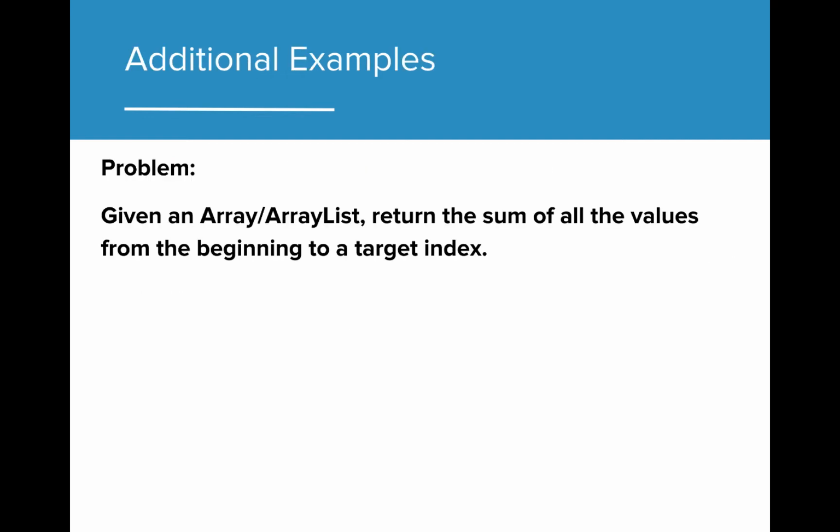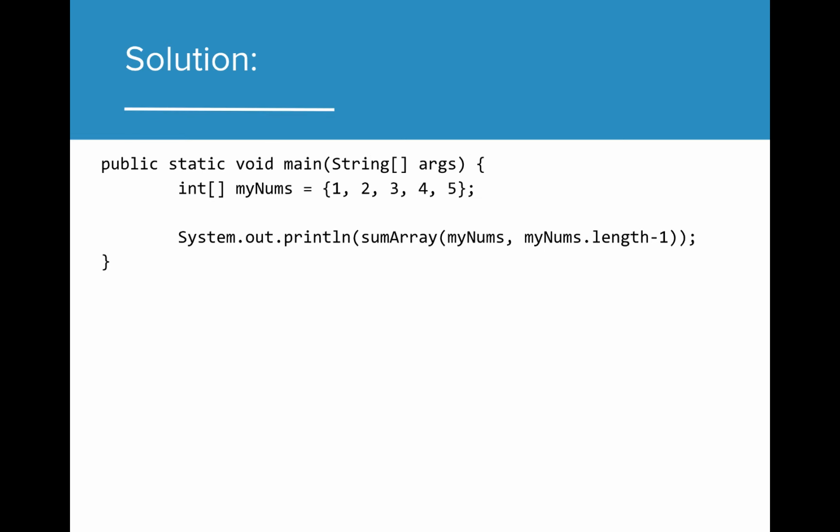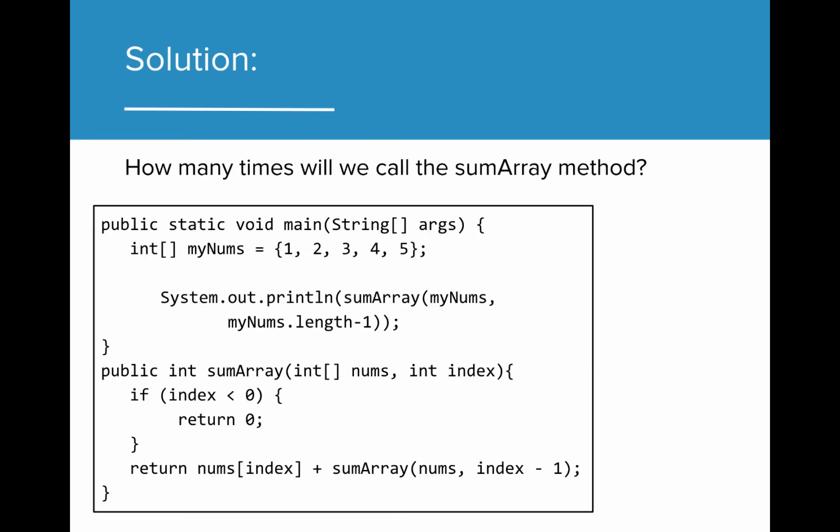Let's look at a problem where we want to sum all the values in an array up to a specific index. We can use this process to kick off our recursion. Our solution code is similar to what we used last time. The difference here is that we are passing both the array and the index value in our method signature. So how many times will we call the SumArray method?